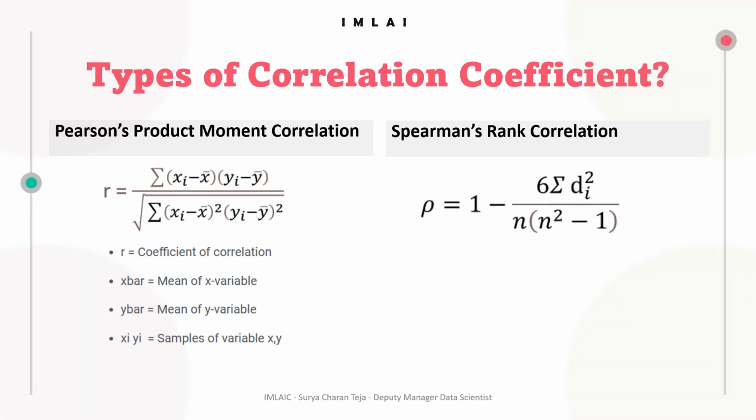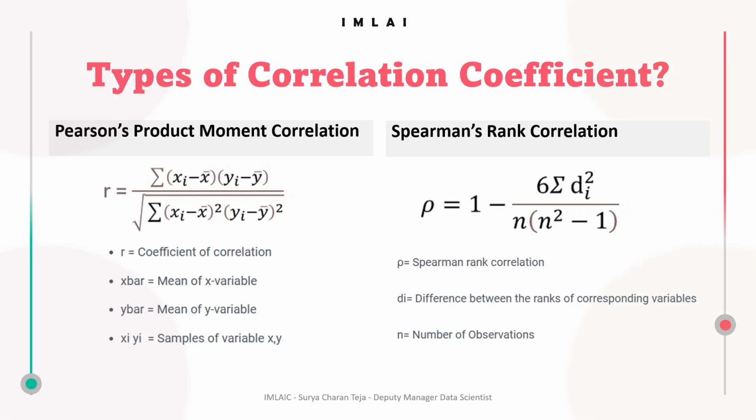So this is the formula that we use to calculate Spearman's rank correlation, and it's denoted with the symbol rho. So rho here means Spearman rank correlation, di is the difference between the ranks of corresponding variables, and n is the number of observations. So here what we do is we measure the strength and direction of association between two ranked variables. It's based on the ranks.